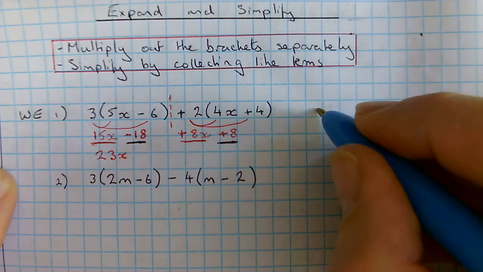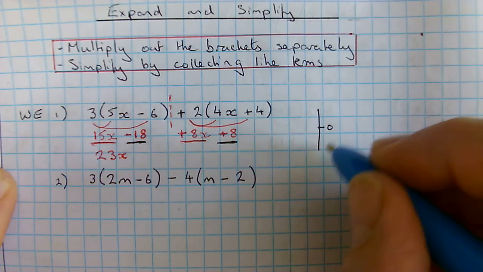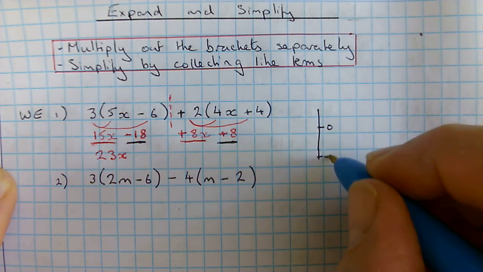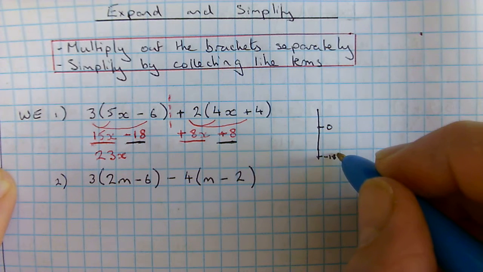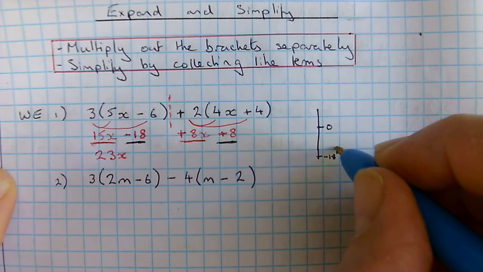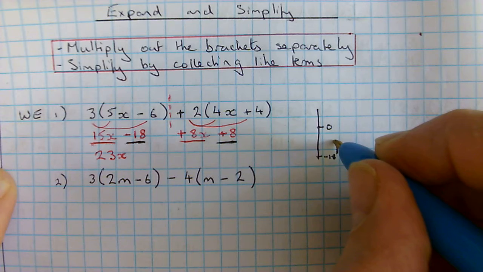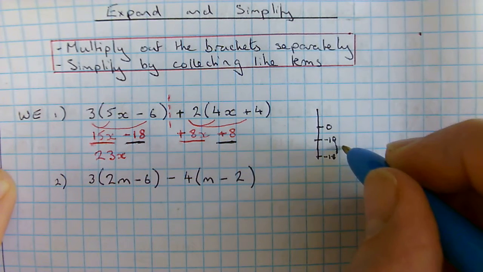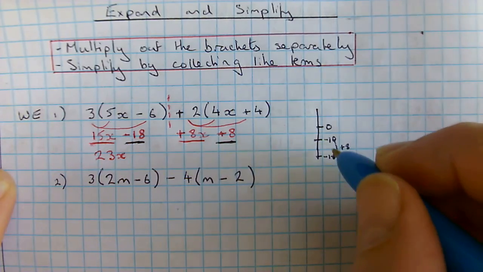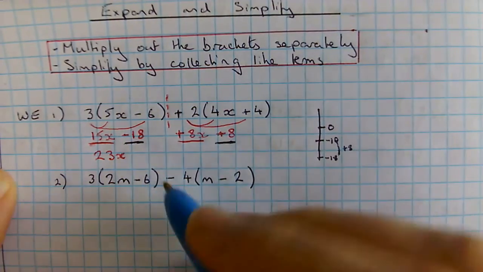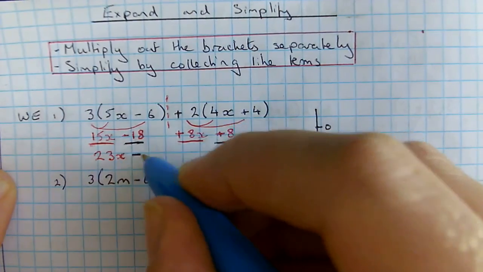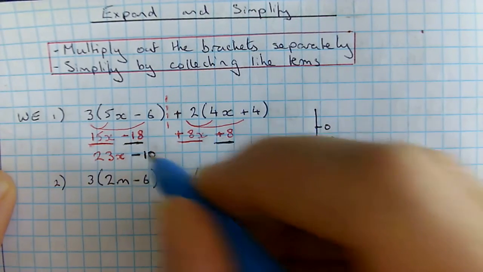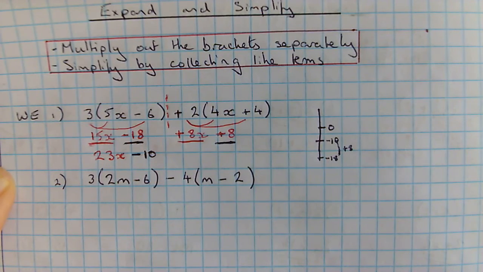Well, let's start at minus 18, so there's 0. There's my minus 18 down here. I'm going up by 8, so minus 17, minus 16, minus 15, minus 14, minus 13, minus 12, minus 11, minus 10. That takes me up to minus 10. I've gone up by 8 to get to minus 10. So it gives me an answer of 23x minus 10. That's the first example complete.